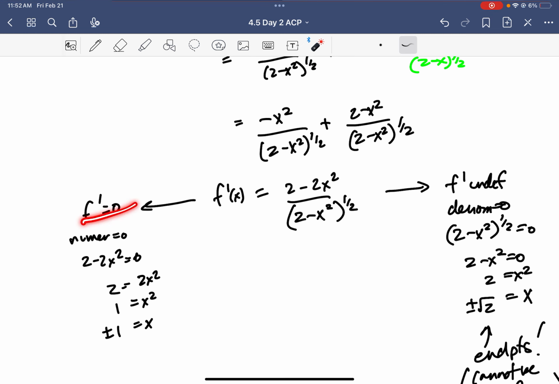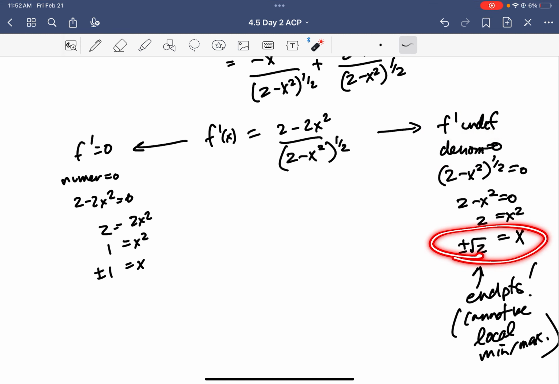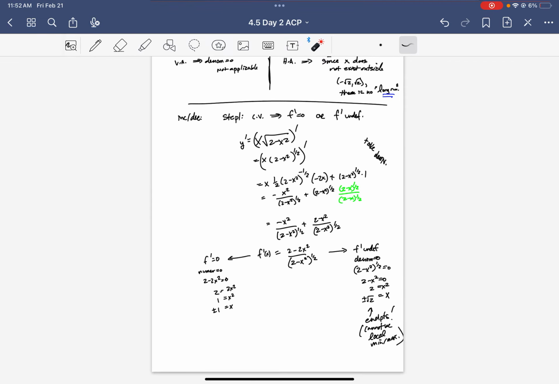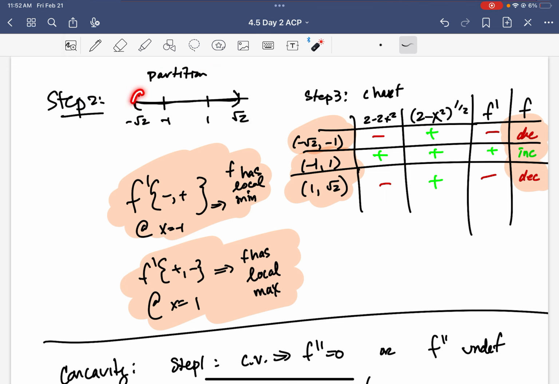So then if I ask where the derivative is equal to 0, that's where the numerator is 0. So I solve and get plus or minus 1. Where it's undefined, for a fraction, is where the denominator is equal to 0, and I get plus or minus the square root of 2. Notice those are going to be the endpoints of my interval, and they will not be able to be a local min or max. These are my only possibilities for local mins and maxes. So I partition, knowing that we already said that you must stay in here for this function, and those are my two values. So we make two cuts, essentially.